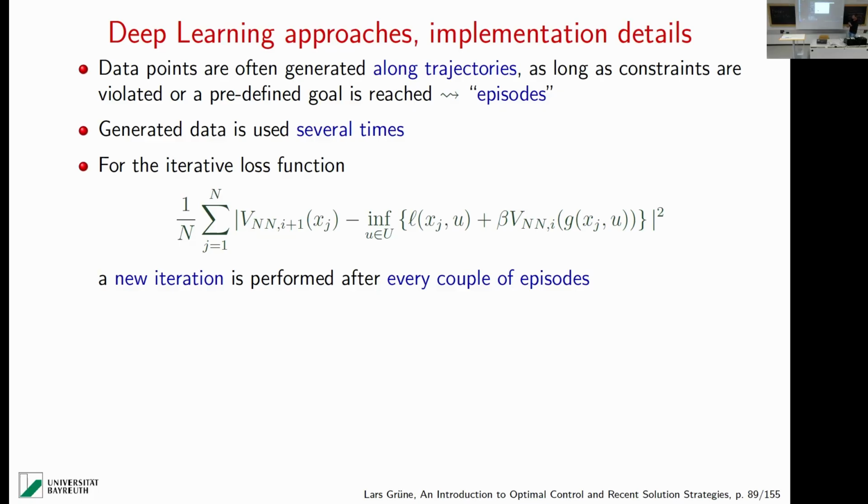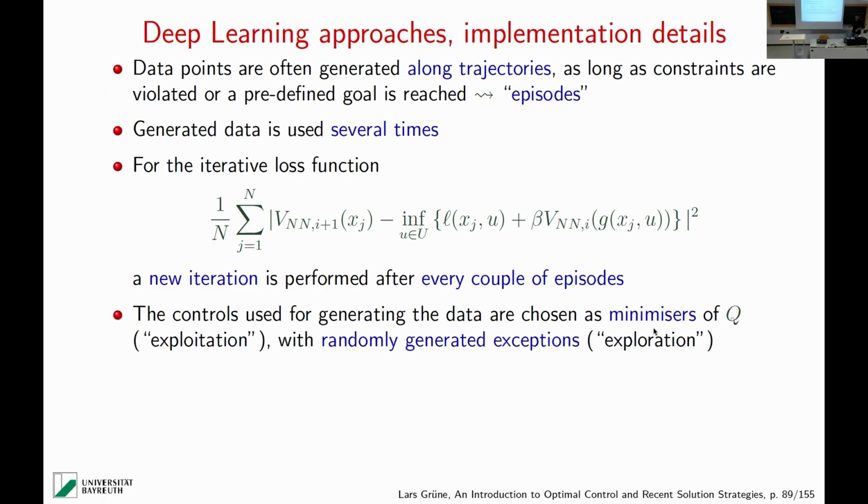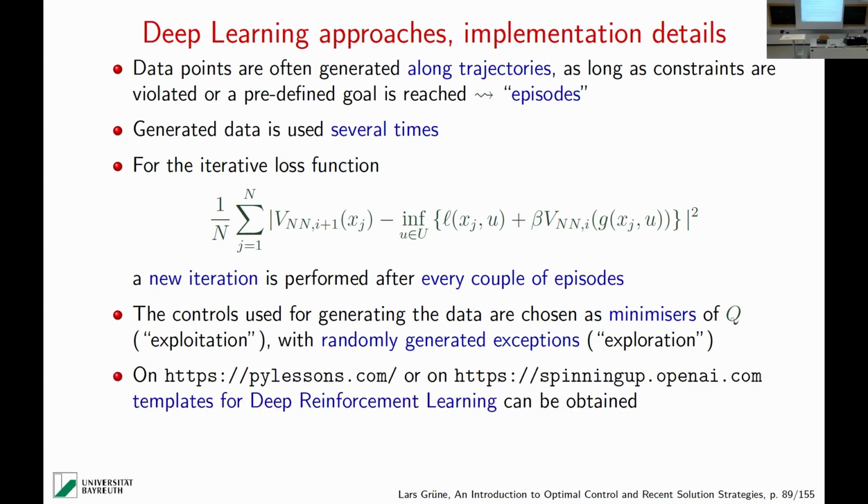It's still training, but it's already using the feedback based on what it has learned already. So this is why the single episodes last much longer now, right? It takes much longer before it actually falls down or reaches the boundary of the value. So it's already learning something. This is what is written here. The controls used for generating the data are chosen as minimizers of the Q that we already have, the current Q_i. And this would be the exploitation. But we also have to randomly generate exceptions, otherwise there may be controls we never see and never use, and they might be even better in training.